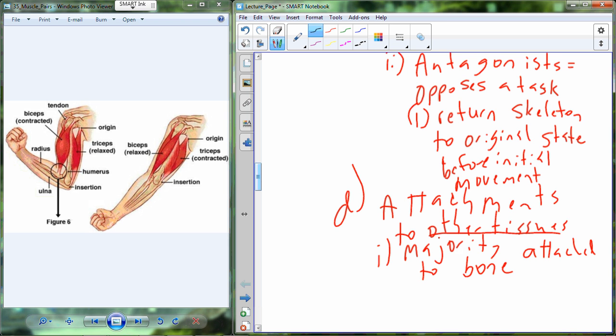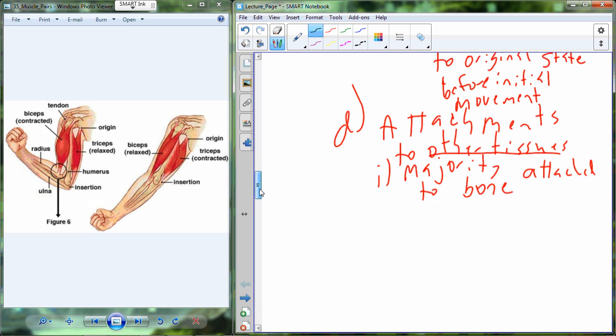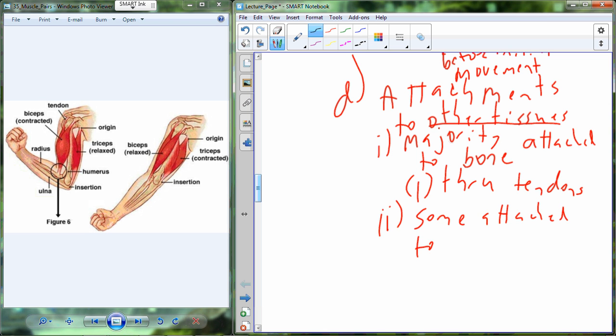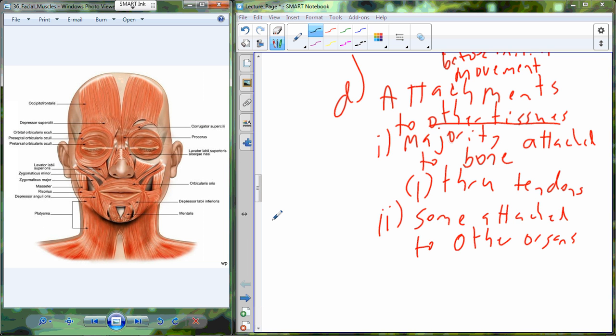So the majority of skeletal muscle is attached to bone, hence its name, skeletal muscle. And they make this attachment through tendons. But we do have some that are attached to other organs. I gave the example of the eyes. And in fact, many of the muscles in the head attach to non-bone tissue. They attach to bone on one side of the muscle and to non-bone tissue on the other side. And these are muscles that help out with facial expression, movement of the eyes, etc.